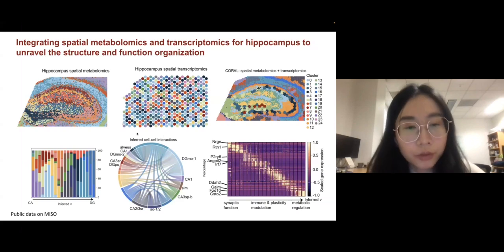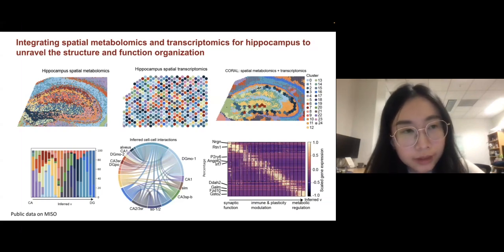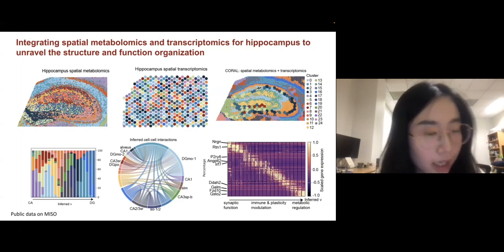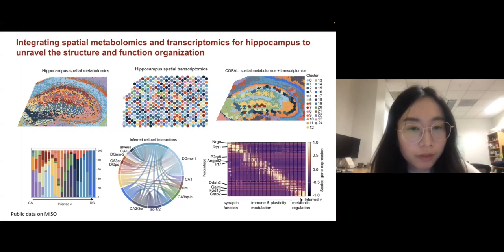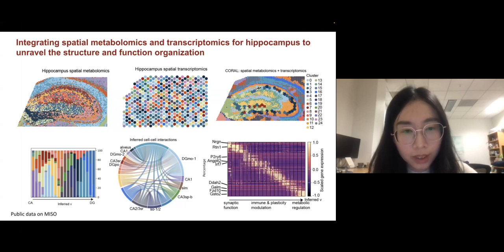Right. So we are now trying to do something in real cases. For example, this is a hippocampus spatial metabolic omics dataset, and it has high resolution, but we also have a vision to compare it paired with this data. The issue is that we don't have other information. So what can we do, and is Coral able to integrate it?